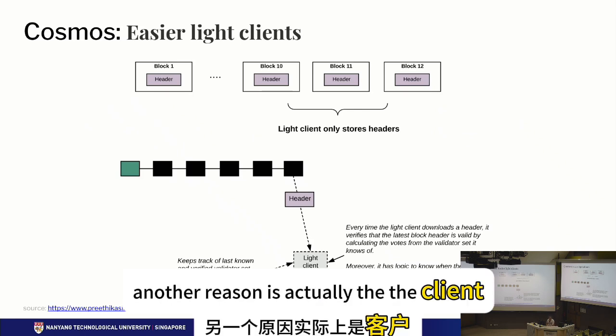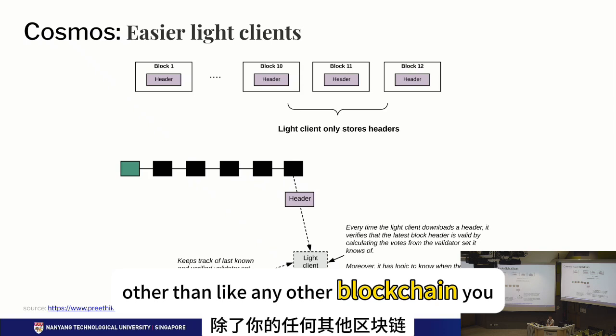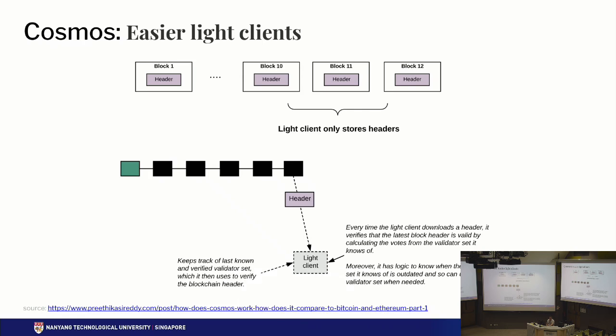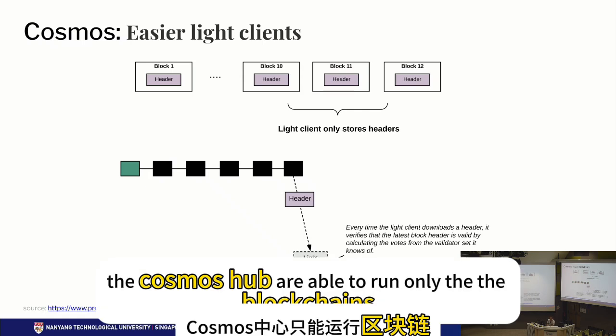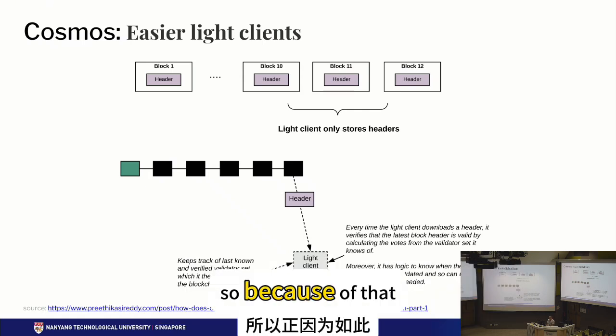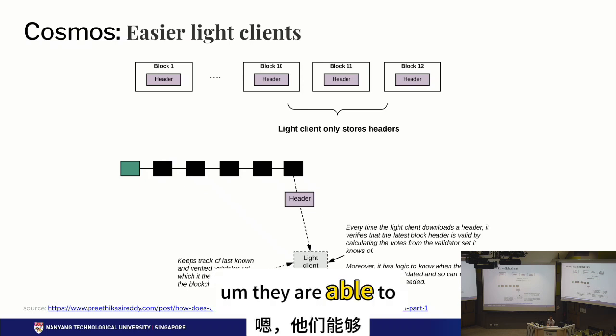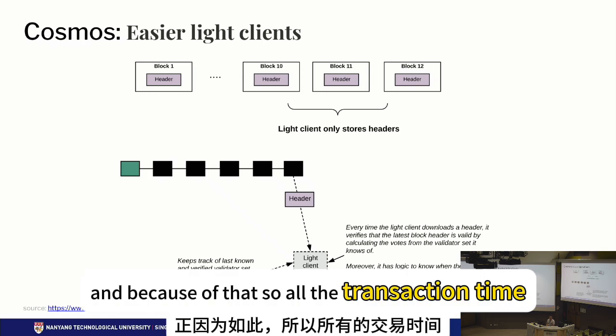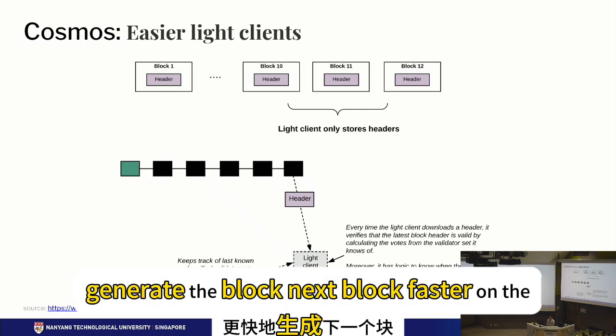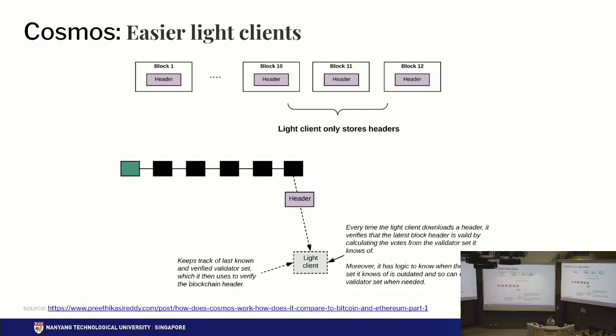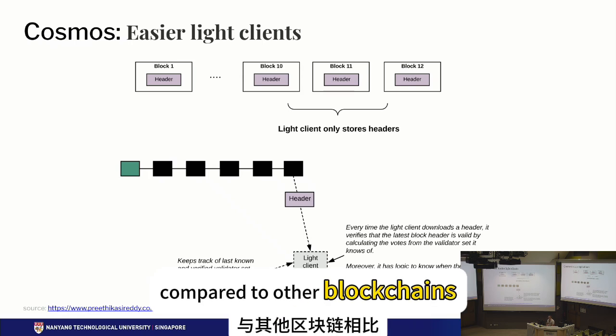Another reason is actually the client. Unlike other blockchains, where the client runs the full block, the Cosmos hub is able to run only the block headers. Because of that, they are able to calculate much faster, so they can generate the next block faster, and the finality is much faster compared to other blockchains.